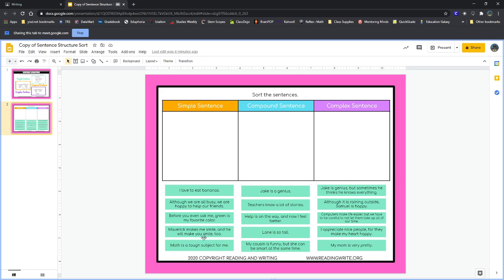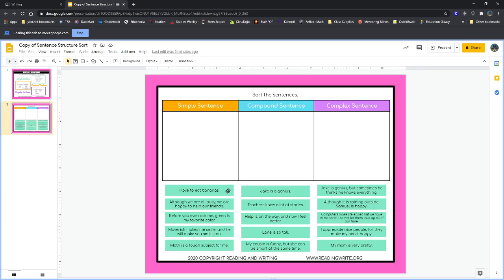So what we're going to do is take these green boxes here that have these sentences, and we're going to try moving them and putting them into the correct rectangle: if they are simple sentences, compound sentences, or complex sentences. We're going to do some together, and then I'll give you some time to try sorting the rest on your own. But let's go ahead and start off together.